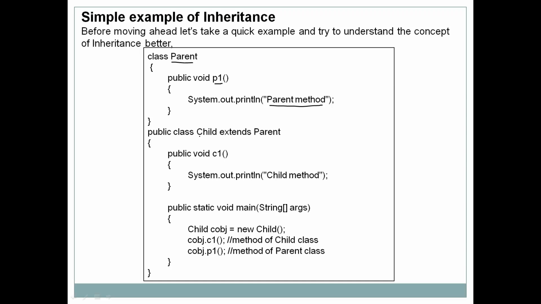The class name is child, and if you look at this class, it is extending the class parent. That means it is inheriting the properties of parent class. And the class child contains a method. The method is c1 of its own, and from c1 we are printing child method.